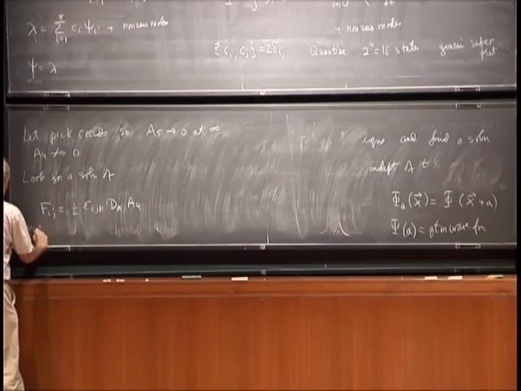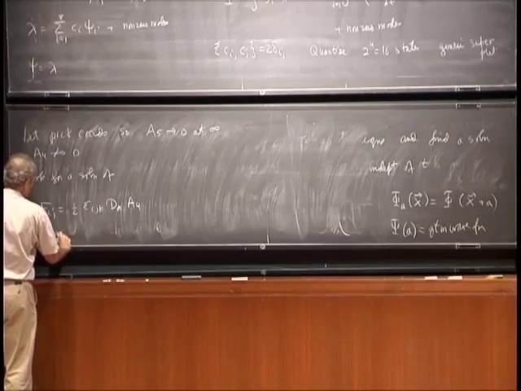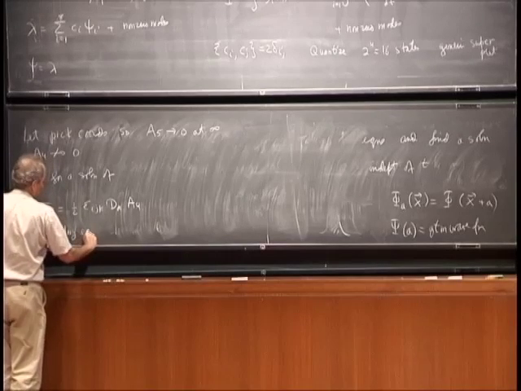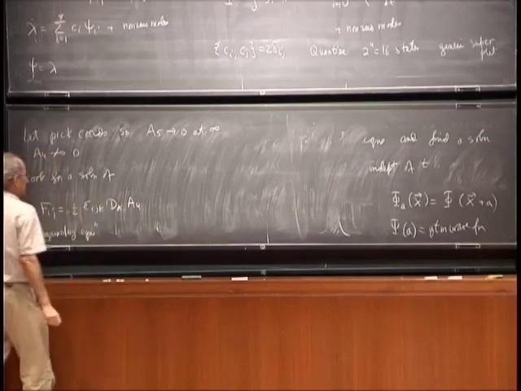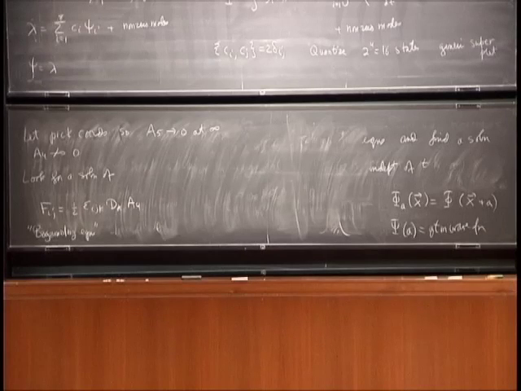These equations are known as the Bogomolny equations. So first of all, for SU2 gauge theory, these equations have solutions. And those solutions carry magnetic charge.